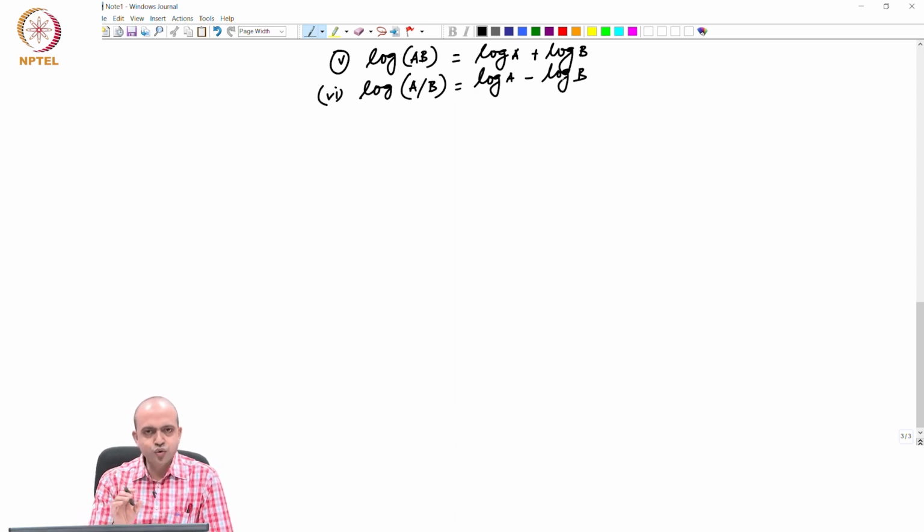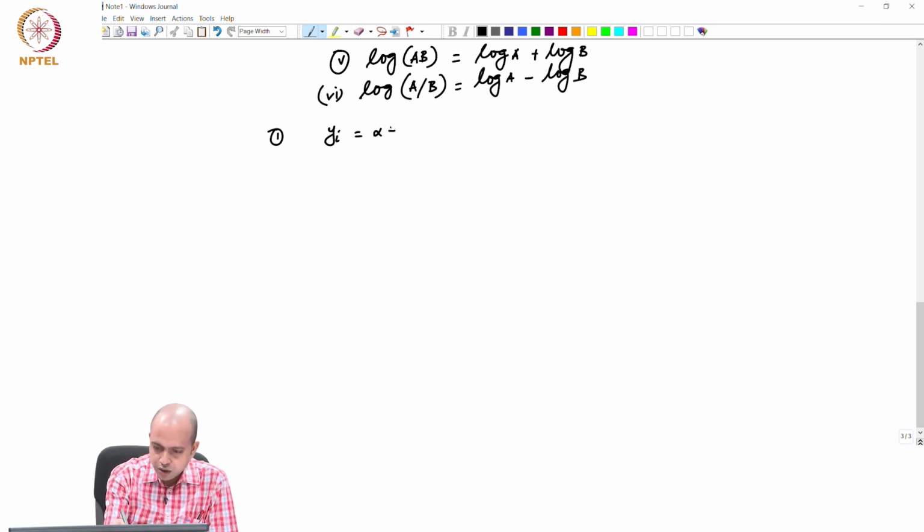So, we have understood why logarithmic transformation is required and some of the important properties. We are going to use natural logarithm for our purpose. Now, we will take all those 4 models one by one and try to interpret the beta hat. So, model number 1, which is a linear model, yi equals alpha plus beta xi plus ui.